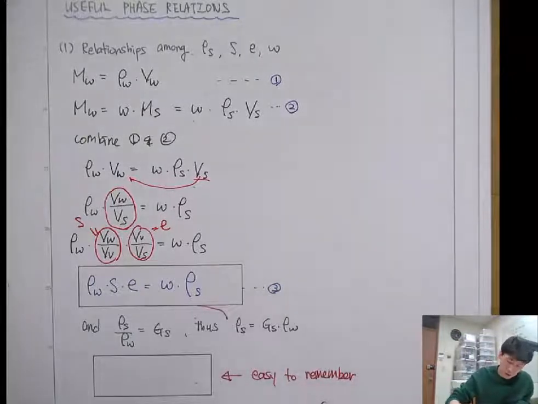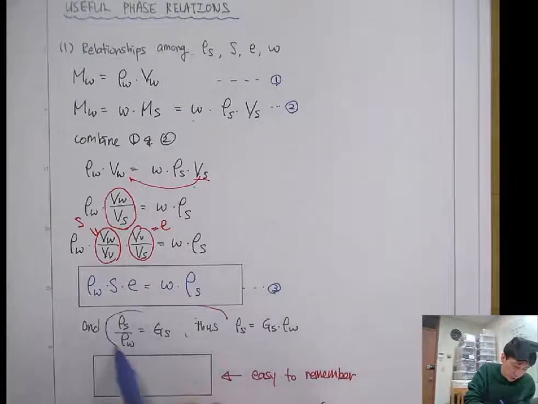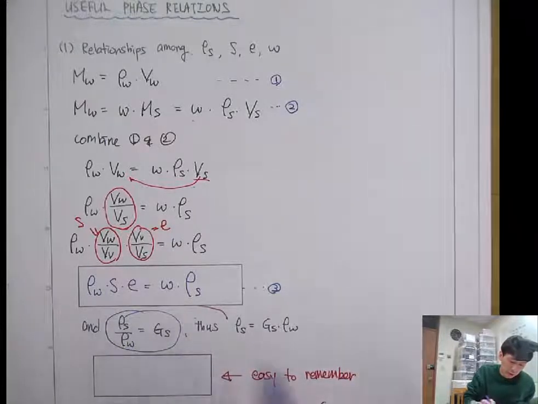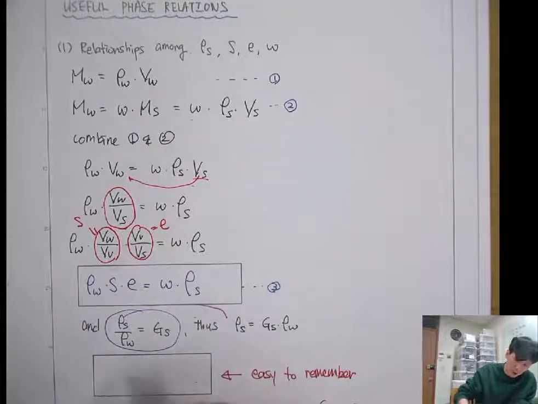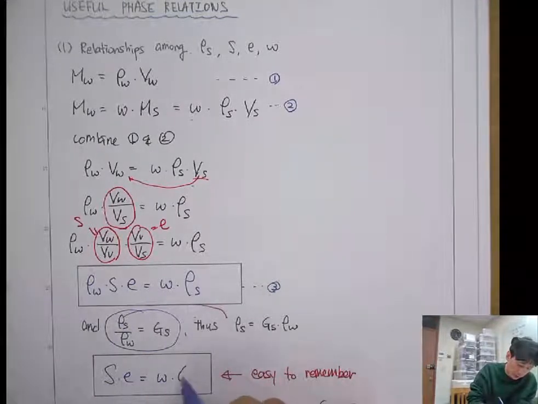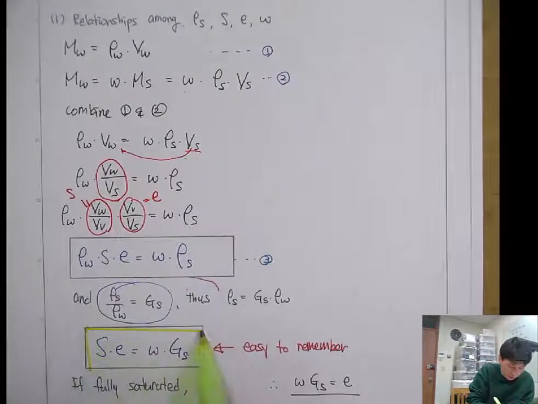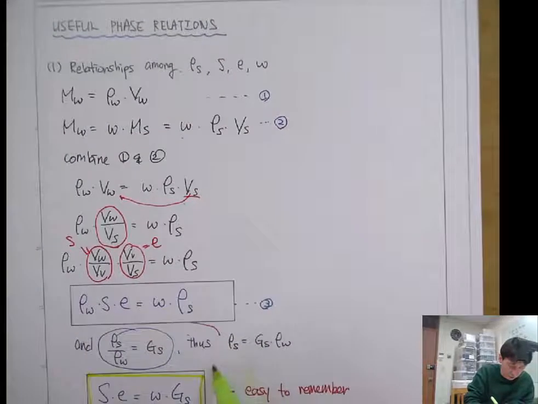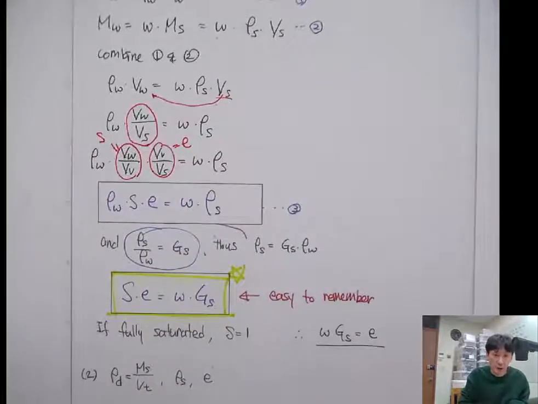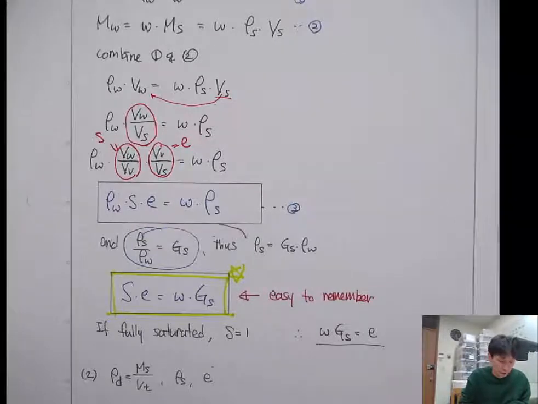And we know that rho s over rho w is equal to Gs. So we can simplify this equation into S e. Let me use the blue pen. S e is w Gs. And this is very easy to remember. S e equals w Gs. And it's very convenient to use for the double checking of the calculation later.